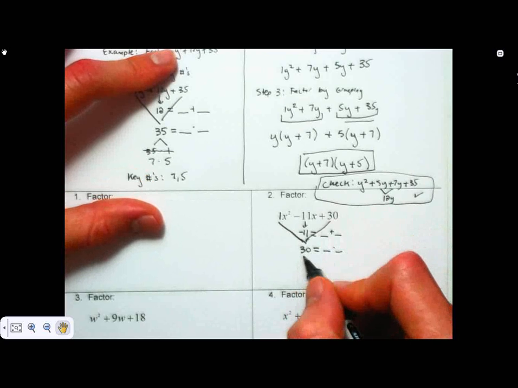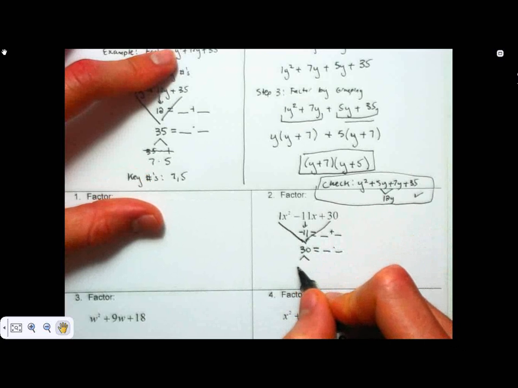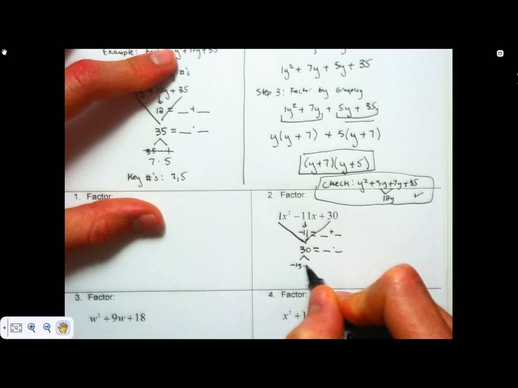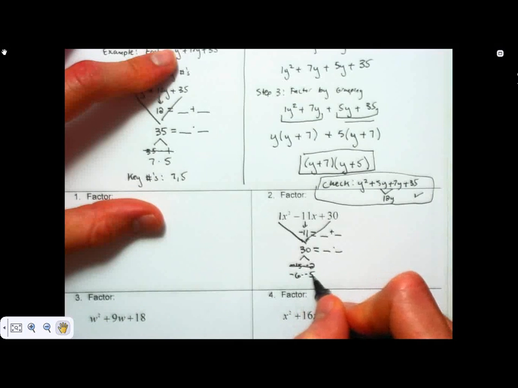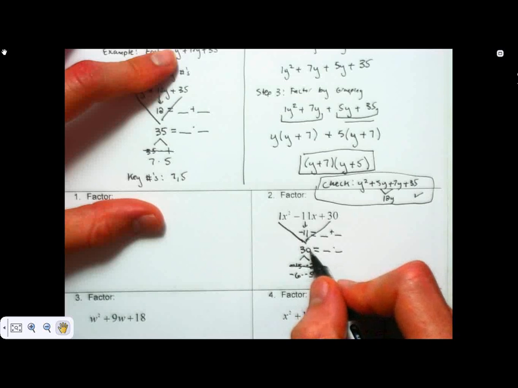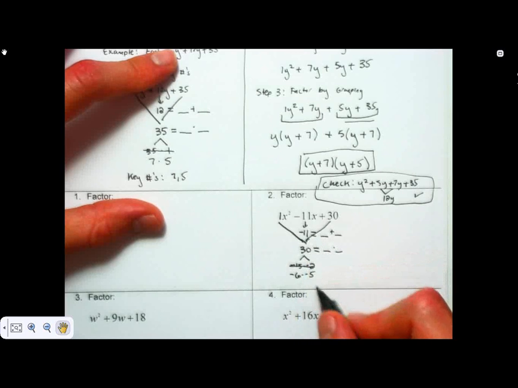Well, I know for sure if I brainstorm some ideas that like negative 15 times negative 2 is positive 30, but those add up to negative 17, so that's not going to work. Negative 6 times negative 5, though, multiply to be positive 30 and add together to be negative 11. So that means my key numbers are negative 6 and negative 5.